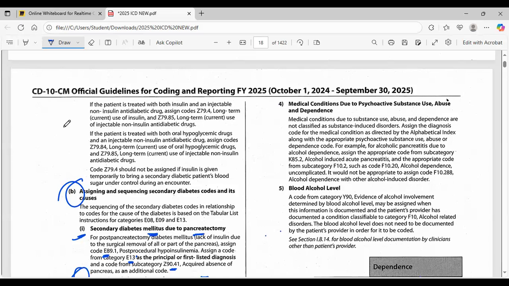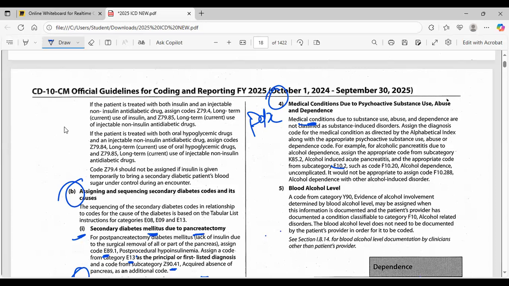Medical condition due to psychoactive substance use, abuse, and dependence. It's the same thing: you have to keep your medical condition at the primary position. Then only you have to use a code for the use, abuse, or disorder if there is any. So you have to code that at the second position. Your first code will be a medical or behavioral disorder, whatever the documentation says.